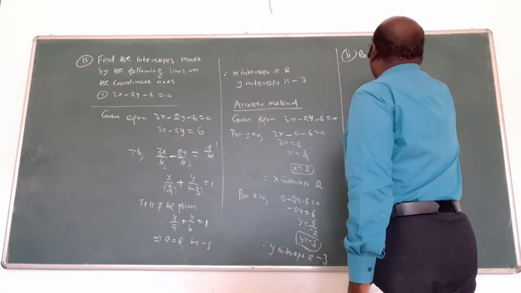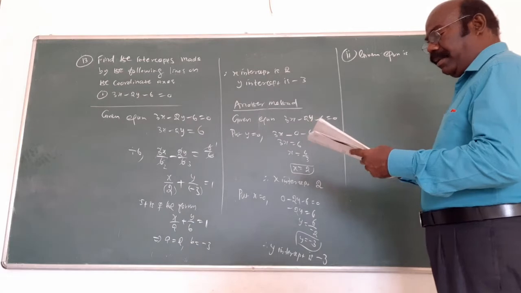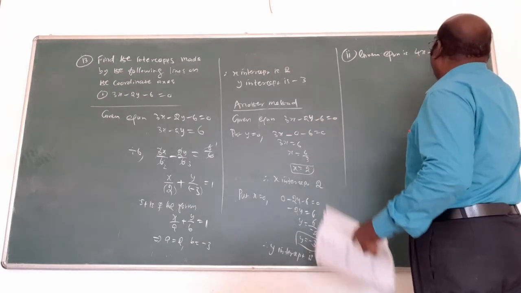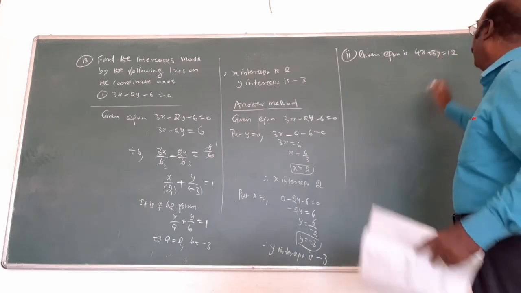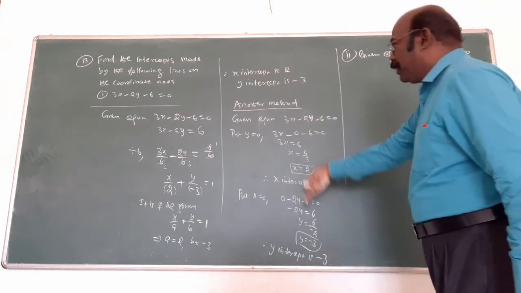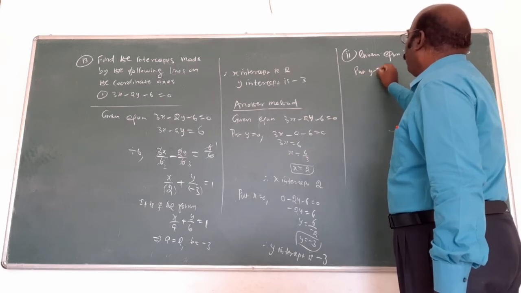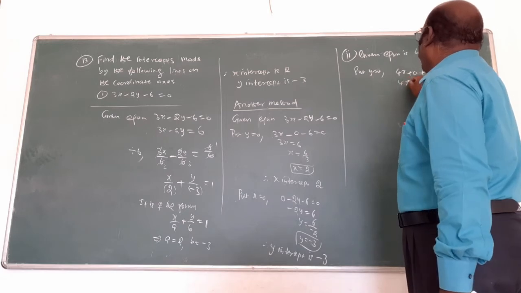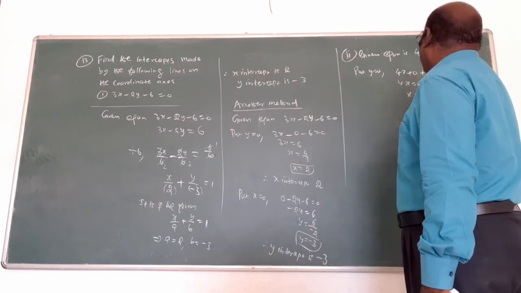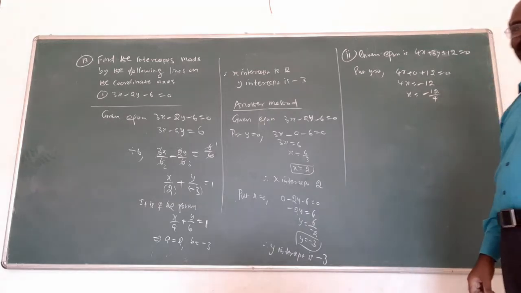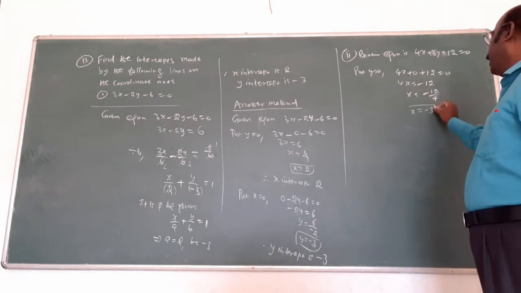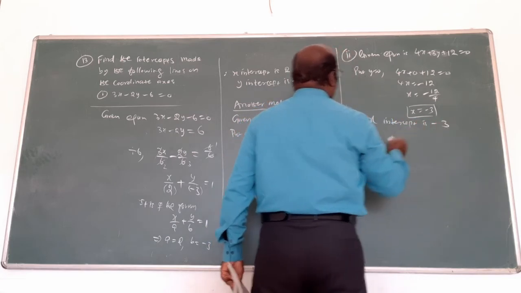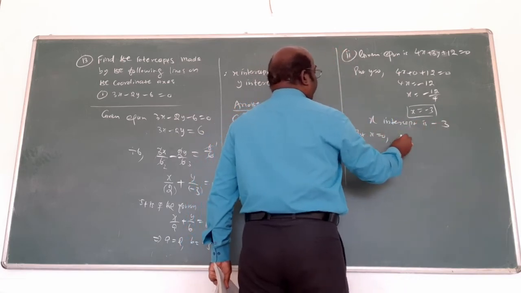The given equation is 4x plus 3y plus 4 equals 0. This is given. We will use this method. Put y equal to 0. What is the answer? 4x plus 3 into 0 plus 4 equals 0. 4x equals minus 12. x equals minus 12 by 4, that is minus 3. Therefore, x intercept is minus 3.